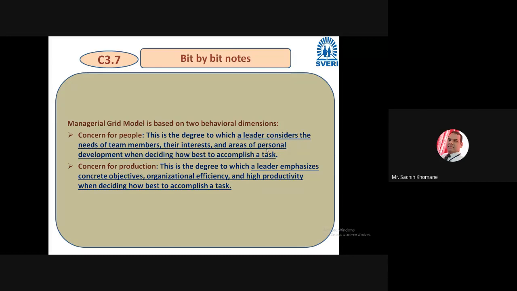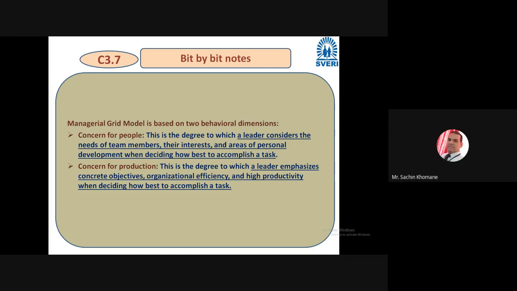Concern for production is a little complicated, I feel you may get confused, so listen carefully. So same thing, concern for production. What is the concern for production? This is the degree to which a leader emphasizes concrete objectives, organizational efficiency and high productivity when deciding how best to accomplish the task.